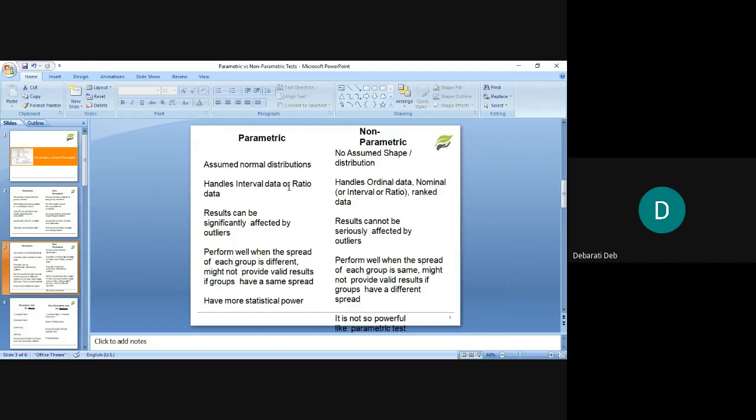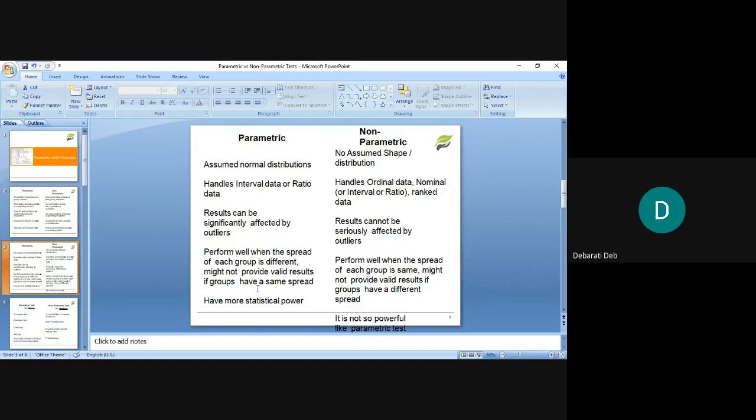Whereas in non-parametric tests, if you're collecting ordinal or nominal data or ranked data, okay, first, second, third, fourth, like that, then you can apply non-parametric test. In parametric, results can be significantly affected by outliers. There can be other factors which may affect the results. Whereas in non-parametric, these are not stringent. These are not flexible in nature. The results don't get affected by any other factors.